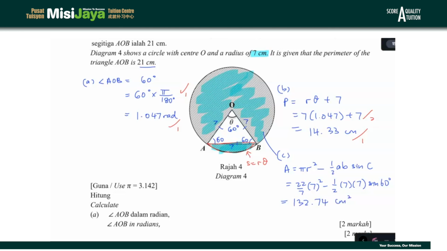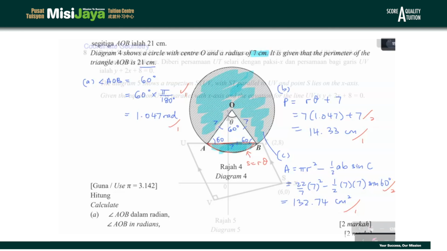This question is 3 marks. Where do we get the 3 marks? This step is 2 marks and then the final answer is 1 mark. So that will be 3 marks.